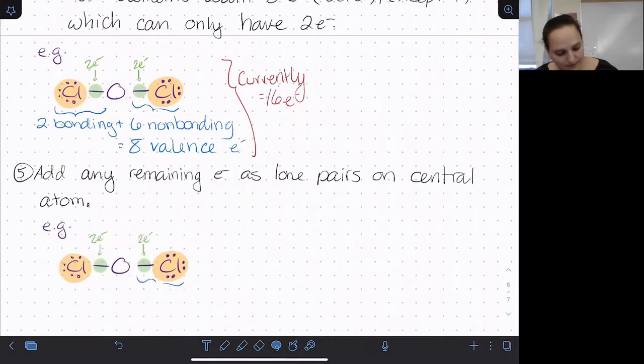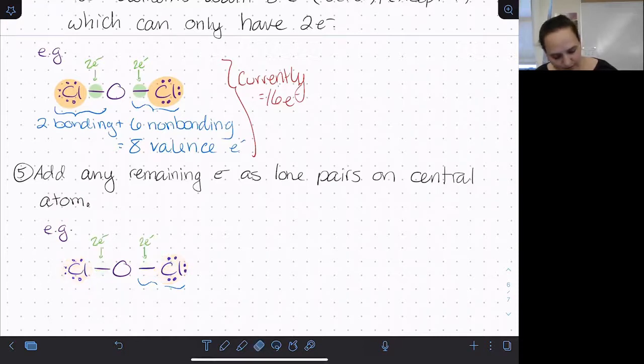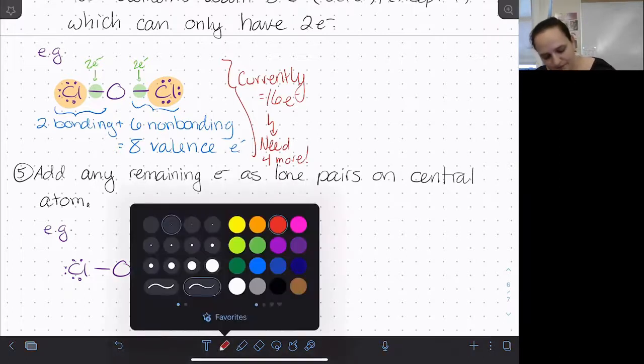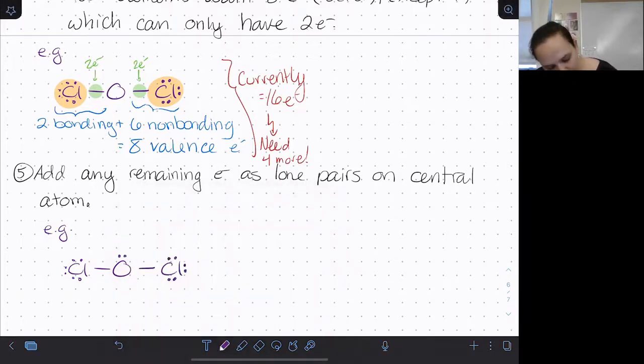What we are going to do is place those electrons on the only place we have left, which is the central atom. We filled up the valence shells of our peripheral atoms, but we have not done that for the central atom yet. So we still need 4 more electrons. Those 4 electrons are going to be added as lone pairs on my central atom.